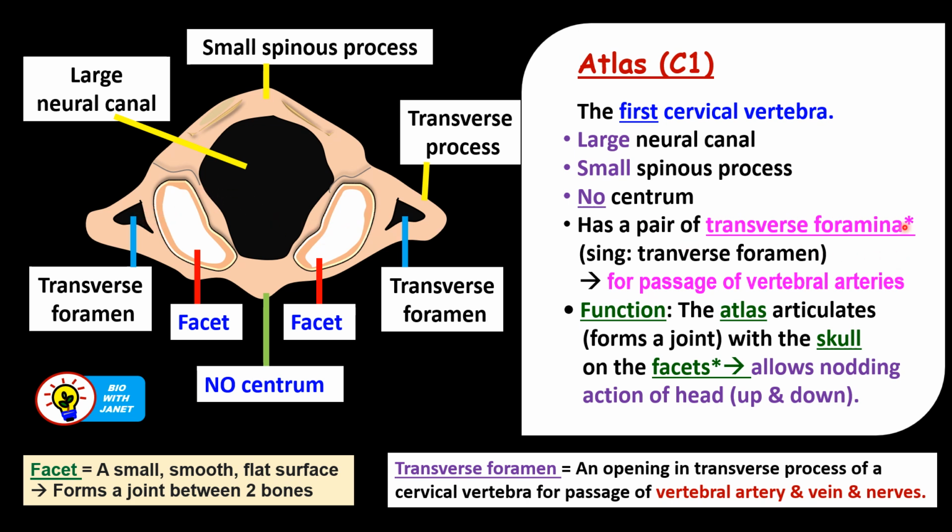Okay, and then for the atlas, take note what the features are that help you to identify the atlas. Large neural canal, small spinous process, no centrum, right? A pair of transverse foramina, okay? And the function is for the atlas to articulate with the skull and allow the nodding movement of the head, up and down, right?